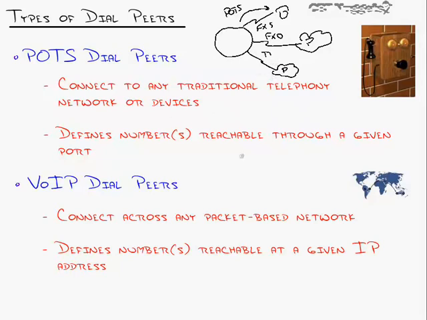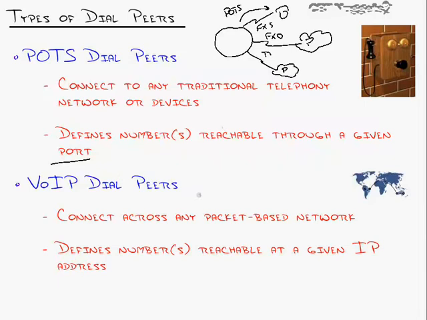So the way you know you're configuring a POTS dial peer is anytime you're defining numbers that are reachable through a given port. Keyword port. And we'll see the configuration in just a moment. I'm saying to get to this phone number, go out this FXS port. Or to get to the PSTN, go out this FXO port. That's actually the command we use. Port, port. We're always going out a port.